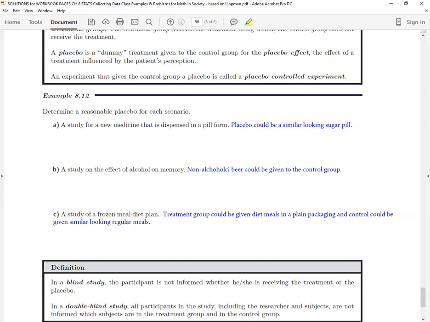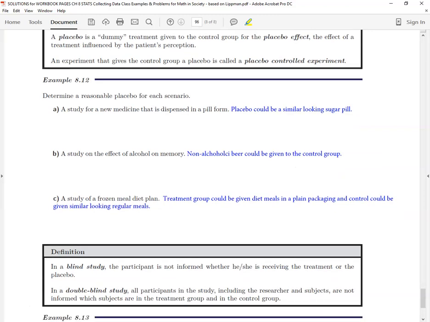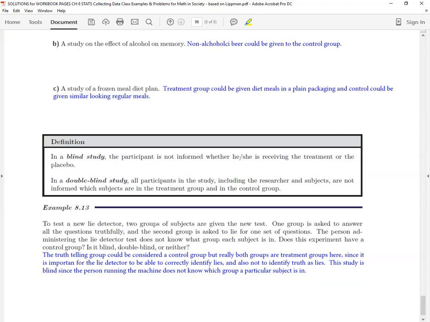8.12, placebo could be a similar looking sugar pill. B, I've got a typo I've got to fix there. Non-alcoholic beer could be given with a control group. Treatment group could be given diet meals, kind of looking the same. You could have maybe had a variety of things. A lot of these come from those You Try It problems in the textbook, so that's just some of the standard answers.